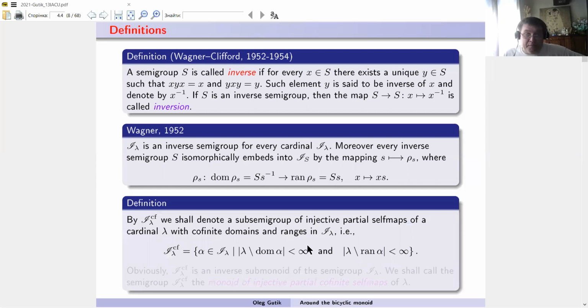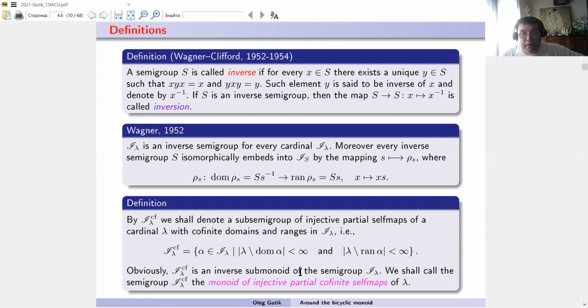We introduce the following subsemigroup of the symmetric inverse semigroup, the semigroup of injective partial self-maps of cardinal lambda with cofinite domains and ranges. And it is obvious that this semigroup is an inverse submonoid of the symmetric inverse monoid, and we shall call this monoid the monoid of injective partial cofinite self-maps of lambda.